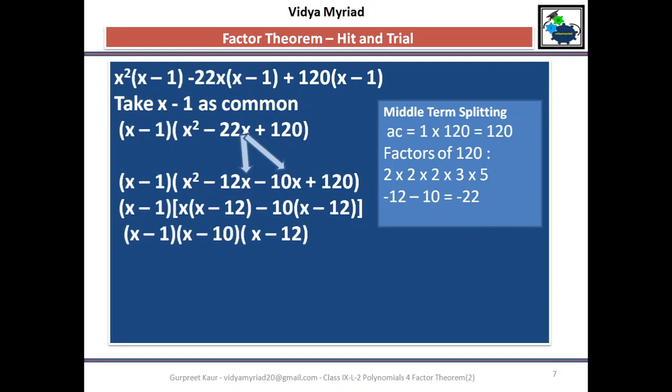Now again make a pair. It will be x minus 1 was already there. Then x minus 10 you have taken out and x minus 12 was common. So these are the factors of the polynomial with cube. And we have done it using the hit and trial method. Clear? Now I will explain one more example to make it more clear.